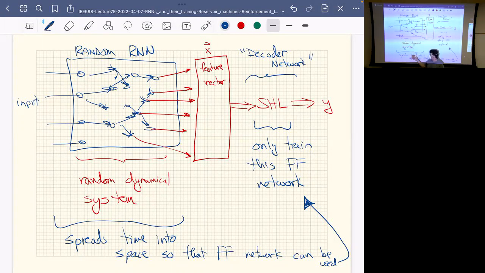So if you look up in the literature on echo state networks, they have guidance on how to actually draw these random weights so that you get the best performing echo state network. But the important thing here is you don't train any of these weights. They're totally random. You only train the decoder. And the decoder is just a plain old vanilla single layer feed forward neural network.